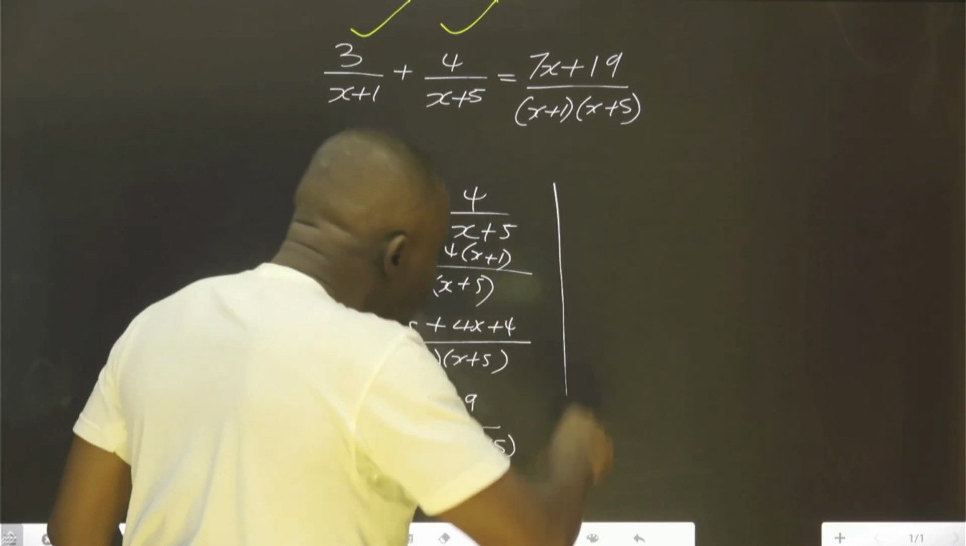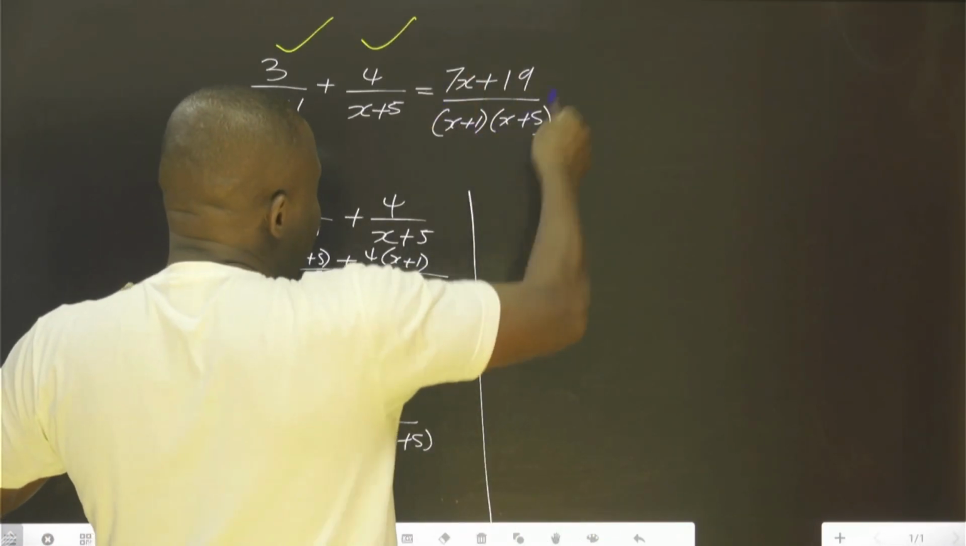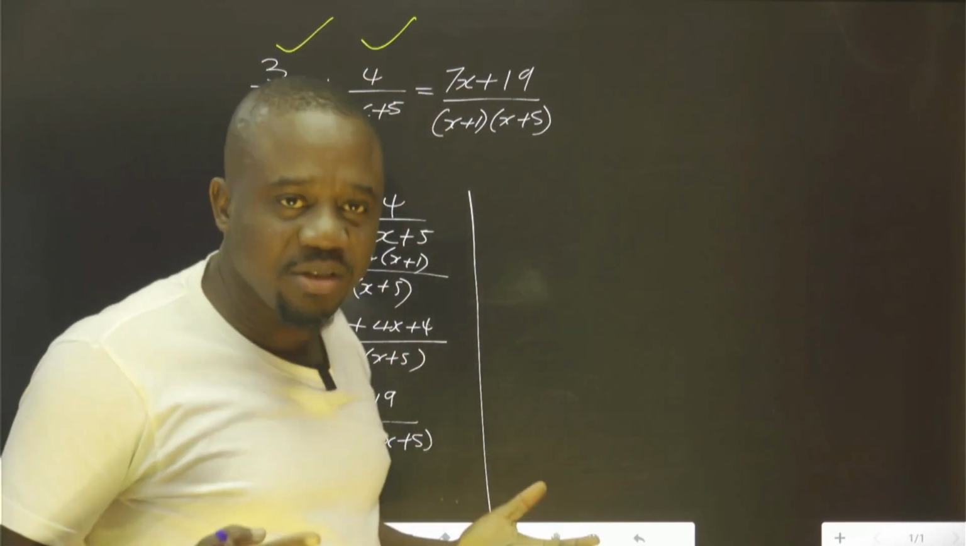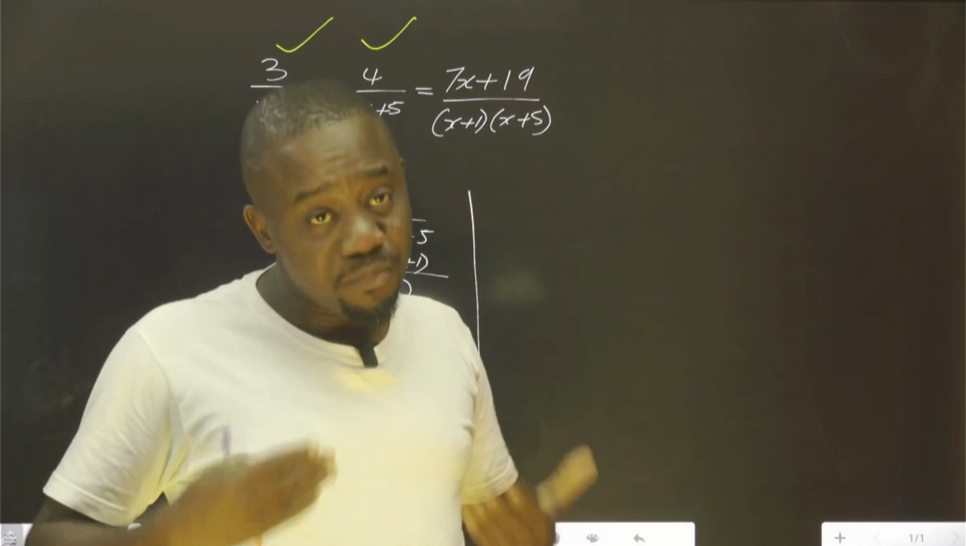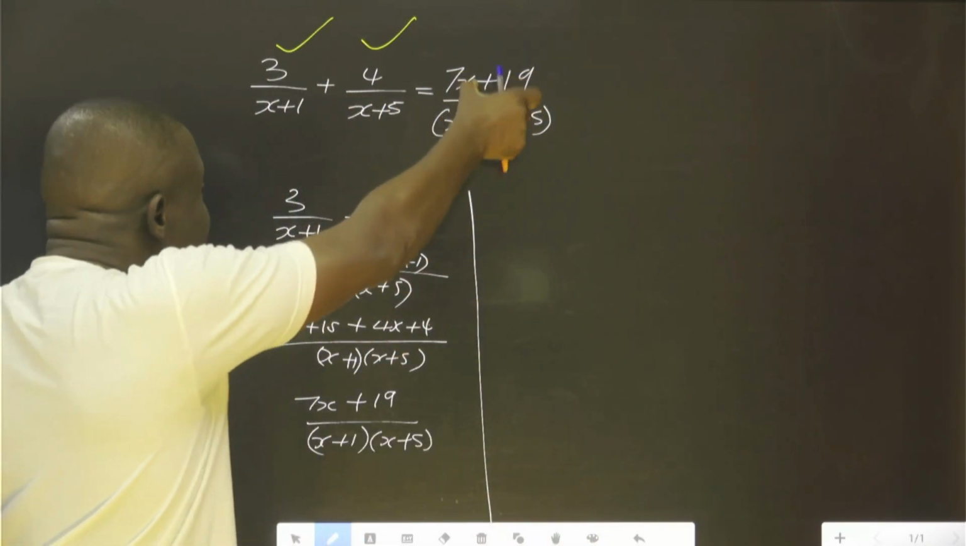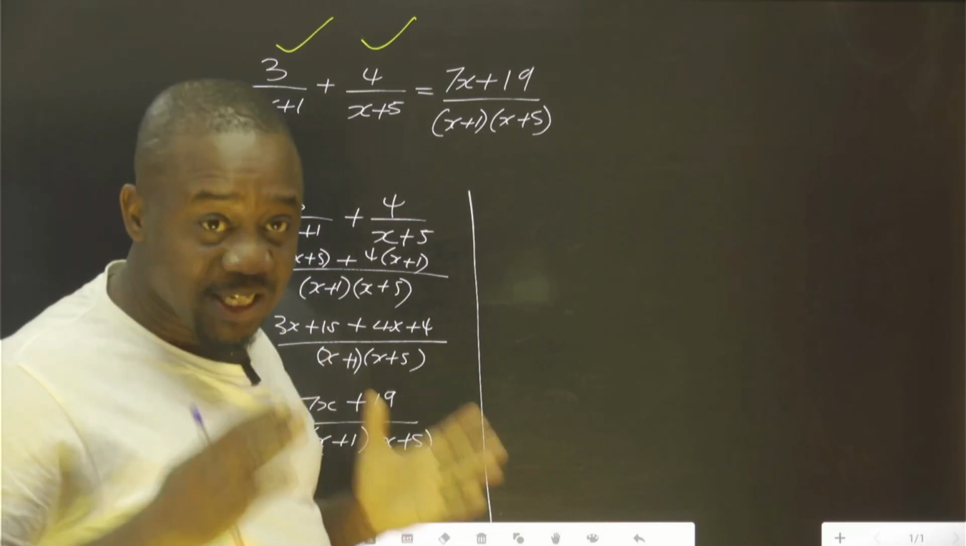What if the reverse is the case? You are given this to get this. That is what it's all about. We'll talk about partial fraction as a topic. You are given this to get this. How do you do that? That is why we are here.